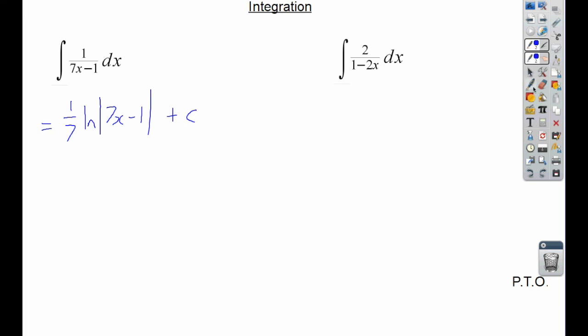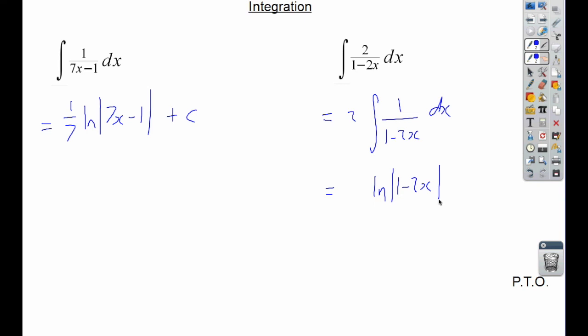Okay, let's look at the second one. So integral of 2 over 1 minus 2x. Well, if you want, just ignore the 2. You can write it like this though, if it helps you. You don't have to, but just recognize it as the same as the integral of 1 over something. And when that happens, you're going to get the natural log of something, and you're going to get the natural log of whatever the denominator is in these cases.